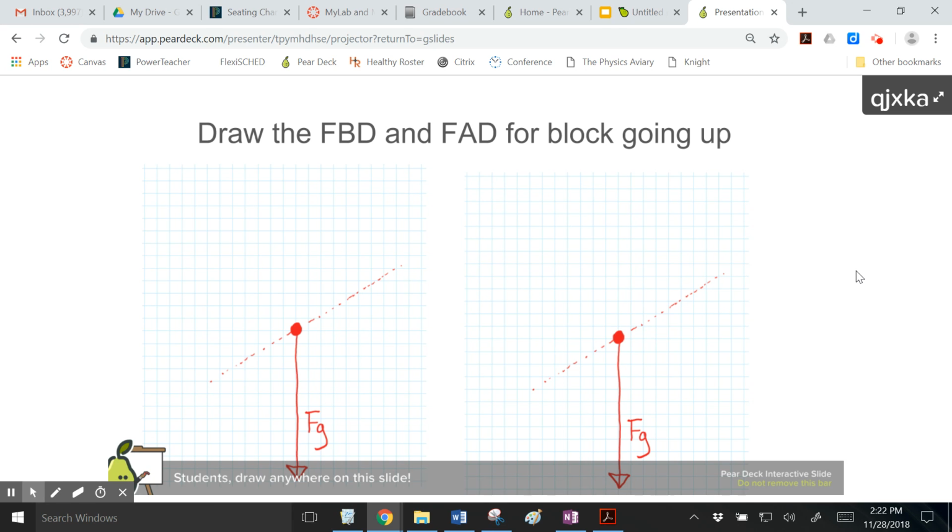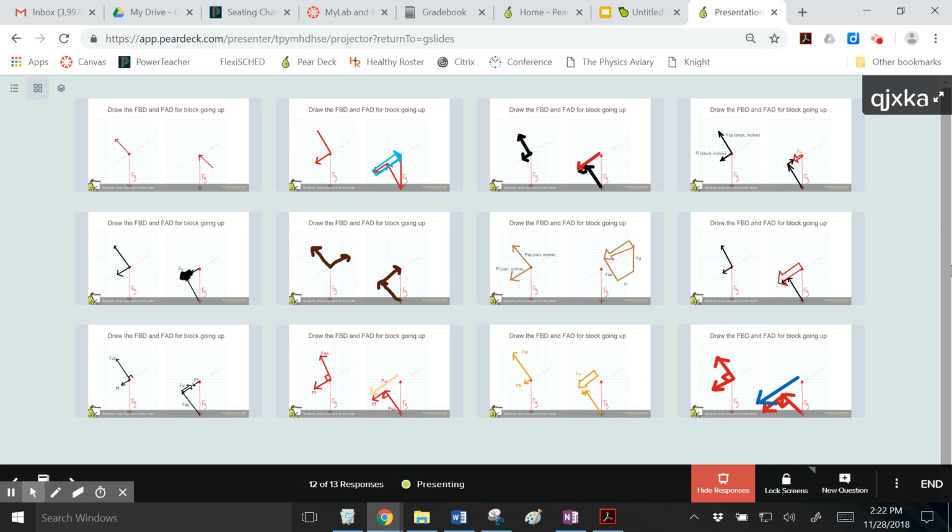Think about the direction of motion here. The cart's going up the incline. Motion's going like that. Think about what's happening to its motion as it goes up the incline. That a kid. All right, so let's take a peek at what this looks like.